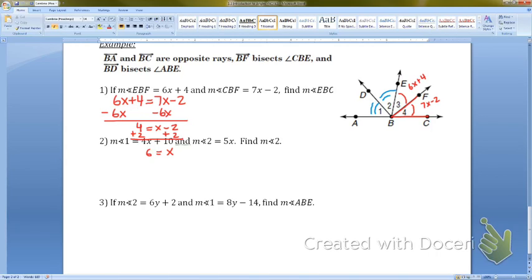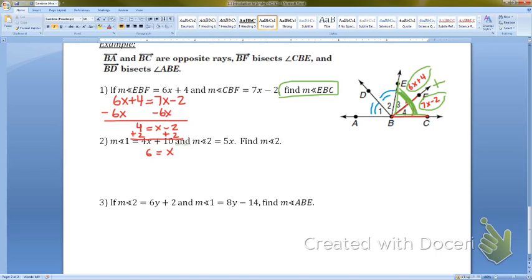Now, the problem didn't ask me to find x. It asked me to find measure of angle EBC. So EBC, E to B to C, is this full angle right here. Well, if I know what one of them is, I can say that since they're the same, this one, EBF, is the same as this one. And then I could add them together to make the big angle, right? We talked about little plus little equals big.